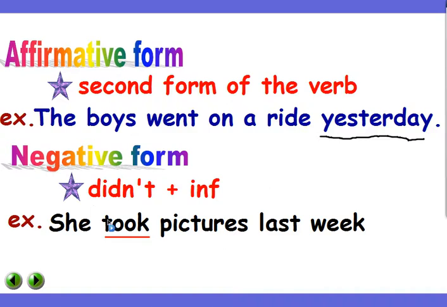For example, here: she took pictures yesterday. We want to change this sentence into negative. What shall we do? First, we come with didn't. Then we add the infinitive form of the verb. For example, here: she took pictures last week.